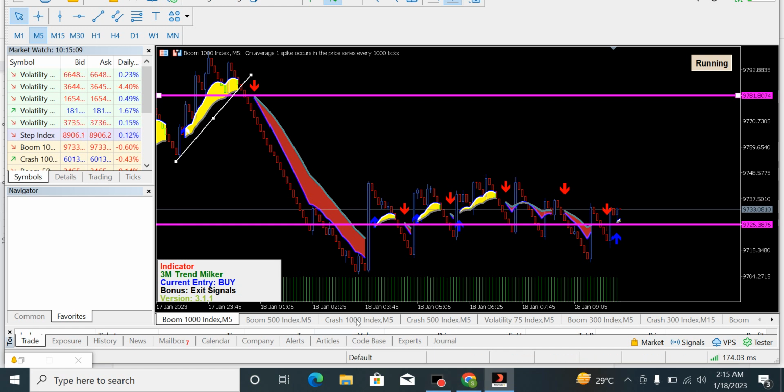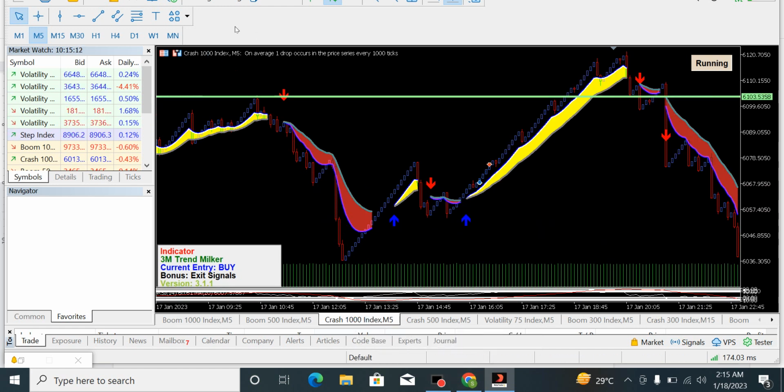And let's see on Crash. This is Crash 1000. You can see that this is coming from a support zone, and you can use this to map out the trend line, the breakout area where you want to jump into the trade after the breakout. When it happened that way, the market kept on going up and up.